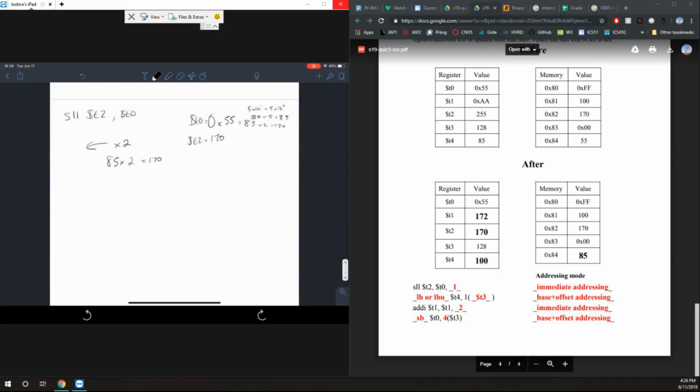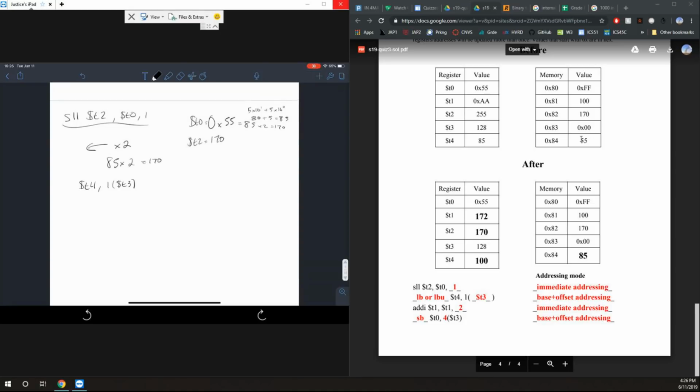Cool. The second one says load byte or load byte unsigned. I'm going to do load byte. It says T4, 1, T3. We look at the chart again, and we're putting something in T4 from something up here. The answer here is 100. Can we find 100 anywhere up here? Oh yeah, we can. So 100's here.